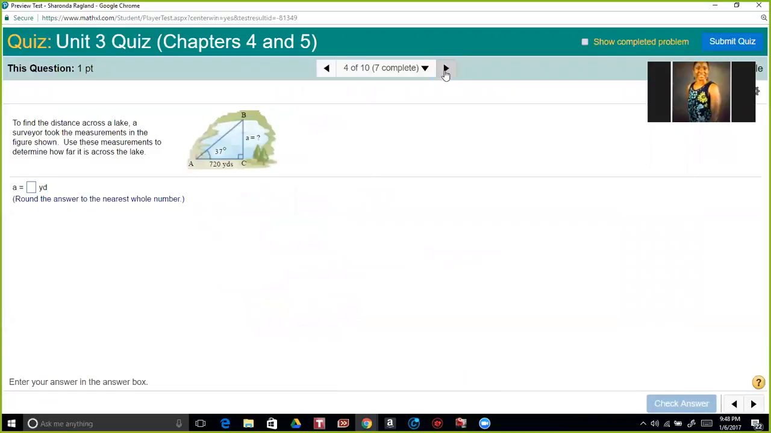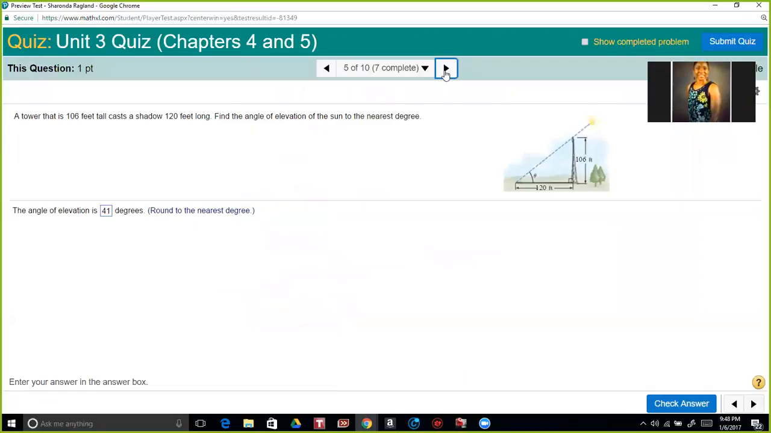All right, let's deal with this one. Notice, look at this one. The tower is 106 feet tall and casts a shadow 120 feet long. Find the angle of elevation to the nearest degree. Now, this one, we're finding the angle of elevation. In the last problem, we were given the angle, but we weren't given this number here. So you see the relationship. We're still dealing with the tangent because this is opposite over adjacent.